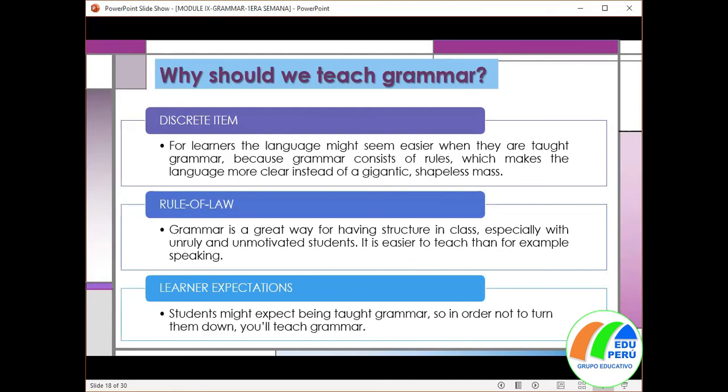The other one is rule of law. Grammar is a great way of having a structure in class, especially with unruly and unmotivated students. It is easy to teach them, for example, speaking. Sometimes, in some situations, not always, teaching grammar is easier than teaching any other skills. Because here you have some structures and they can compare it to their own language and they can recognize it easily. But on the other side, when we teach, for example, speaking, they need to organize their ideas.